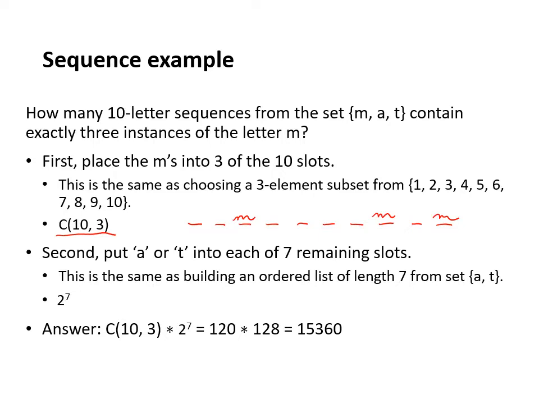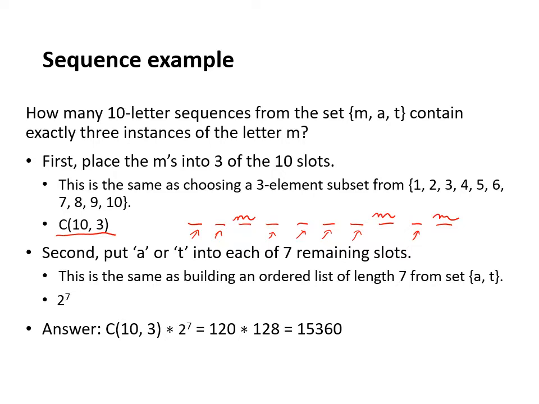Now we are going to put either A or T into each of the 7 remaining slots. So we are going to fill in these 7 remaining slots with A or T. So this is actually the same as building an ordered list of length 7 from set AT. We can disregard m's, right? Or you can just fill in the slots.